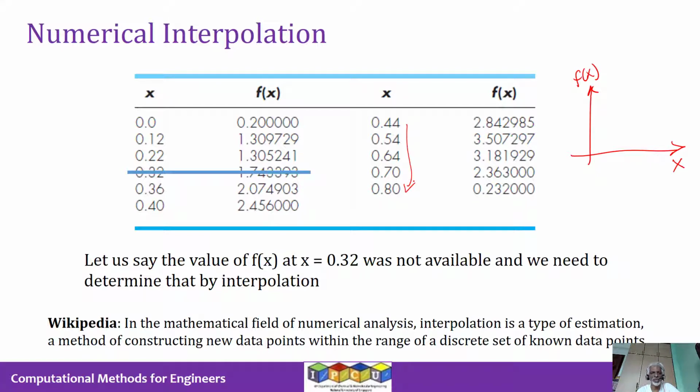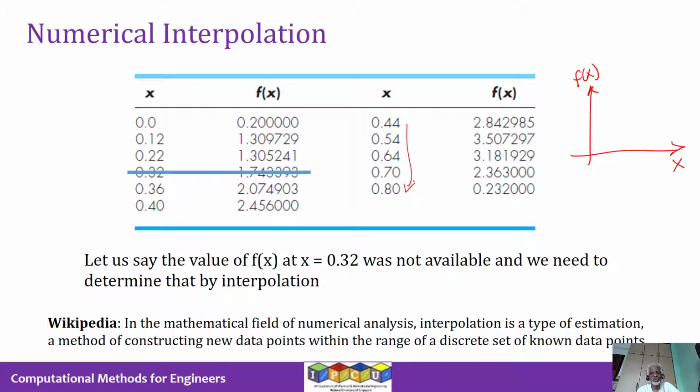And we are asked to find out the value of f of x at x is equal to 0.32. So we have to interpolate, right? If you look at Wikipedia, they say interpolation is a type of estimation. The data point is not available, but we are asked to estimate the value of the function at a certain point so that it is consistent with the rest of the data points to the extent possible.